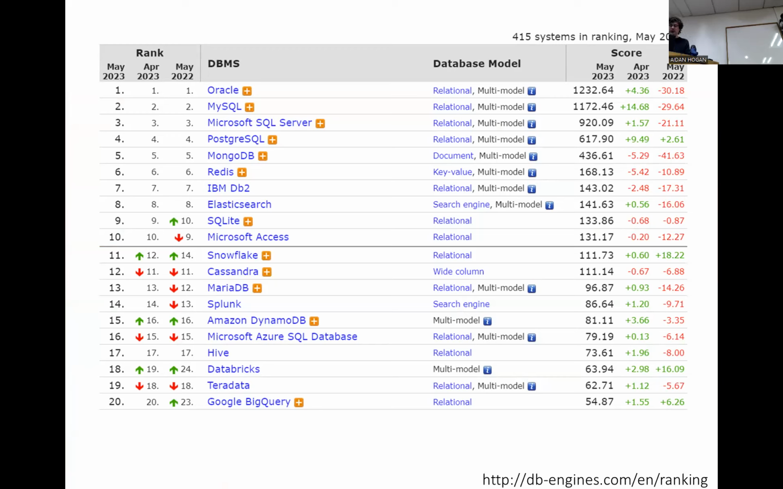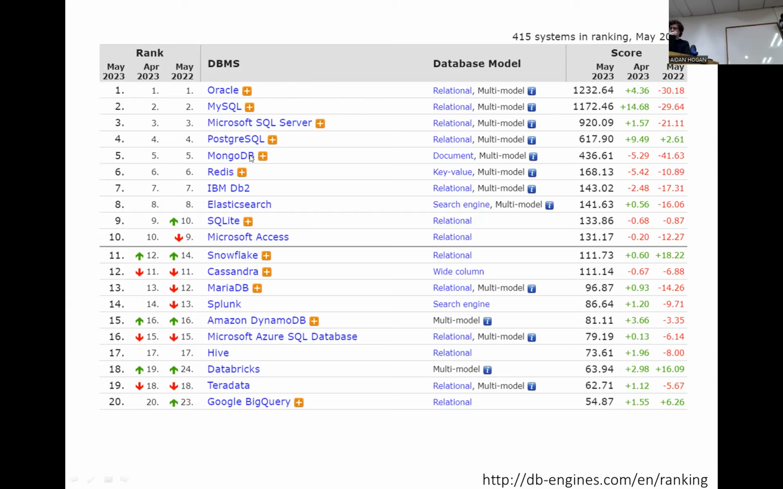we have a list of the top 20 from this website, which takes some rankings based on how many searches there are about that engine, how many questions on Stack Overflow, and so forth, to somehow get an idea or an indicator, an estimate of the popularity of the system. So we see here the top 20 systems. We see Oracle in first place, followed by MySQL, which is a close second, followed by Microsoft SQL Server, followed by Postgres, followed by MongoDB.